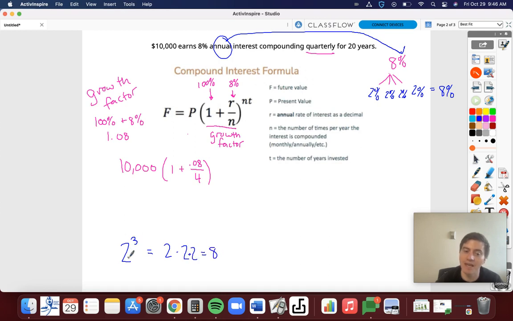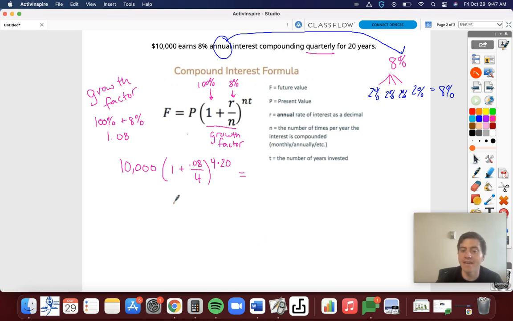It's just telling you how many times to take this base and multiply it. So essentially what we're saying here is we're going to take the 10,000 and we want it to grow by 8% quarterly, how many times? We want it to happen 80 times, right? We want it to happen 4 times a year for 20 years. And that's just telling you how many times to multiply. And that's all that's happening here.